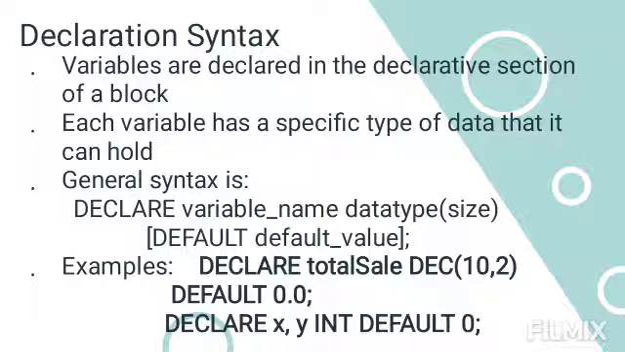The example of a variable declaration: declare total_sale decimal(10,2) default 0.0. The default value will be assigned to the total_sale variable, which has the type decimal(10,2). Another example: declare x, y int default 0. Here x and y are variables declared with type integer and the value 0. Default is a keyword put into the declaration section for declaring and initializing that variable.